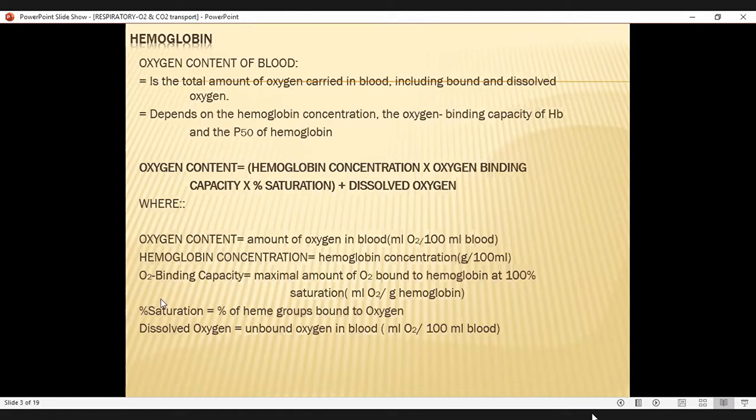So percent saturation is the percentage of heme groups bound to oxygen. Okay, that means the hemoglobin that is being bound with oxygen, that is your percent saturation. It will reach a certain saturation point if the 4 chains are bound already with oxygen. And aside from the oxygen that will bind to the hemoglobin, there are also oxygen molecules that dissolve directly to the blood plasma. So this is unbound oxygen, in ml oxygen per 100 ml blood.